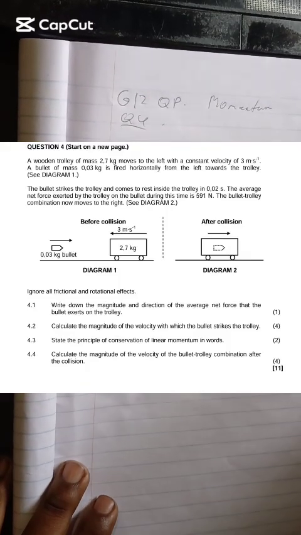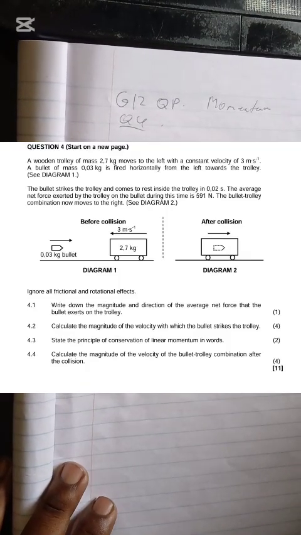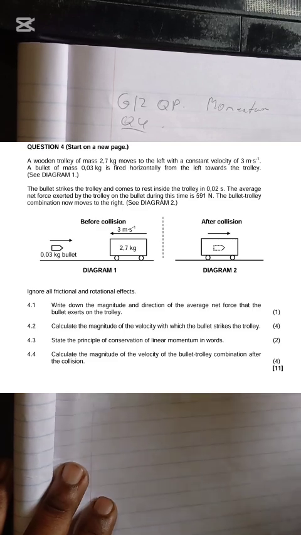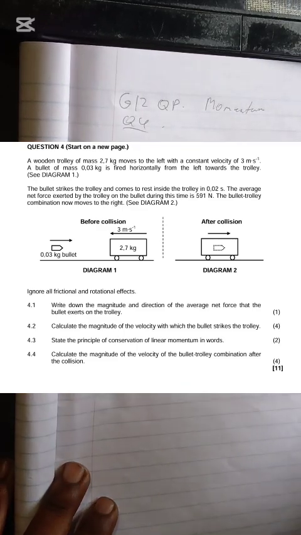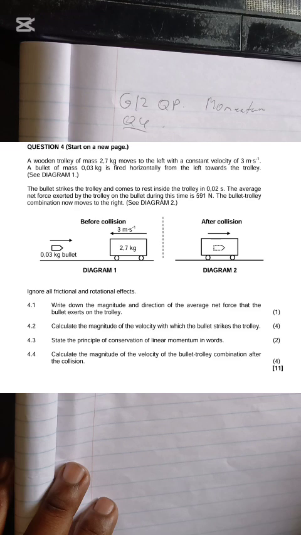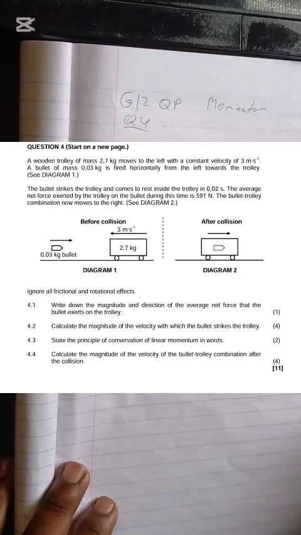Hello guys, today we are going to do a grade 12 question paper and we are only going to focus on momentum, which is question number 4. As you can see, it is 11 marks, so it means we are only going to take 11 minutes. So the first thing that we are going to do, guys, is read the statement before going to the questions, because that's where most of the information is, even if we are given the diagram.